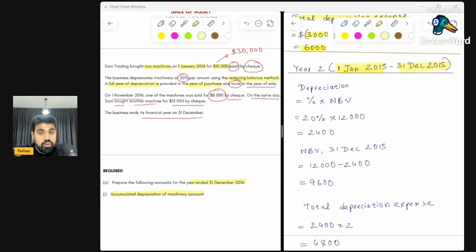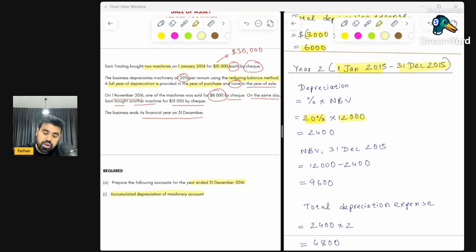Now, using the reducing balance method, when you want to calculate the depreciation in the second year and onwards, you find the depreciation by multiplying the given percentage with the net book value. Now, the given percentage, as you already know, is 20%, which is the depreciation rate. The net book value is $12,000. Obviously, we are calculating the numbers again for one asset only.